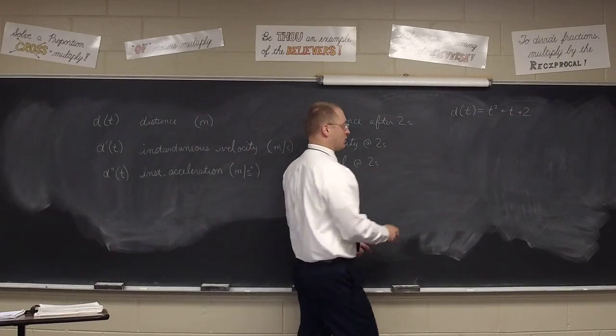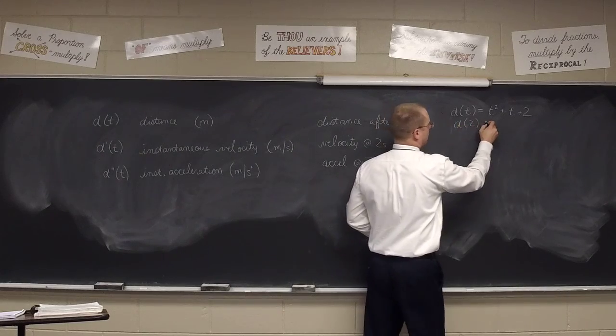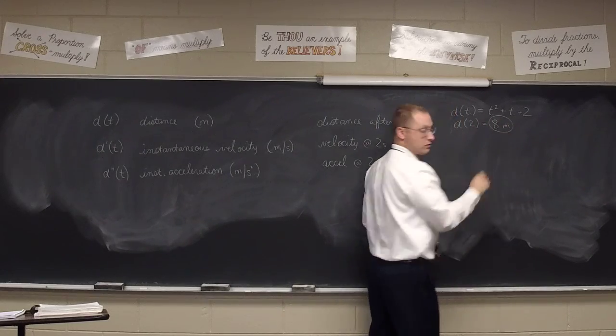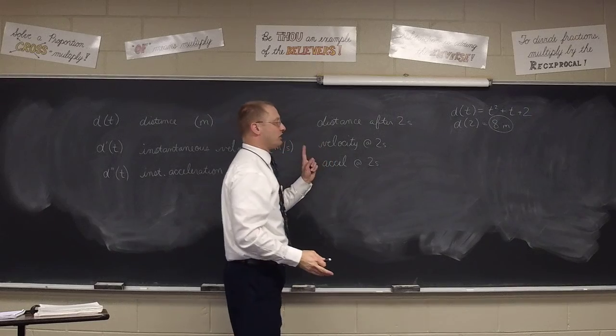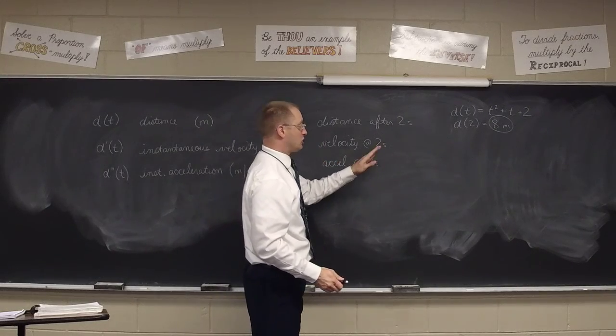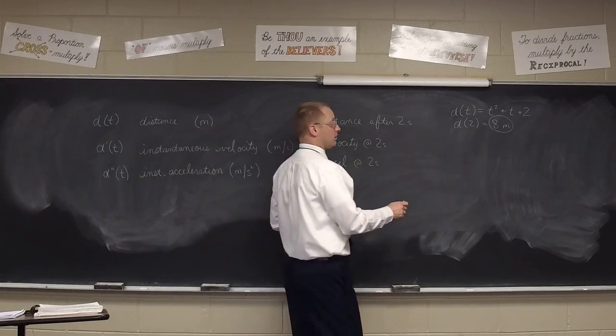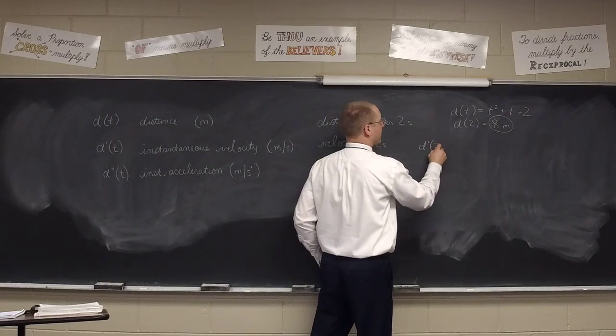8 meters. You're simply finding d of 2, and that is 8 meters. Good to go on that. Then I said the velocity at exactly 2 seconds. So literally we're trying to find what, Quentin? D prime of 2.